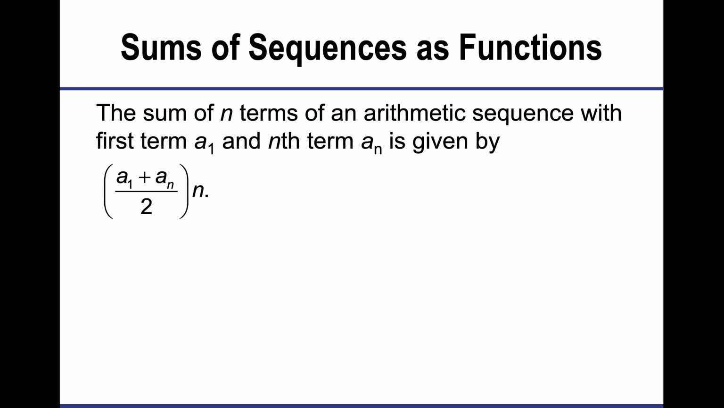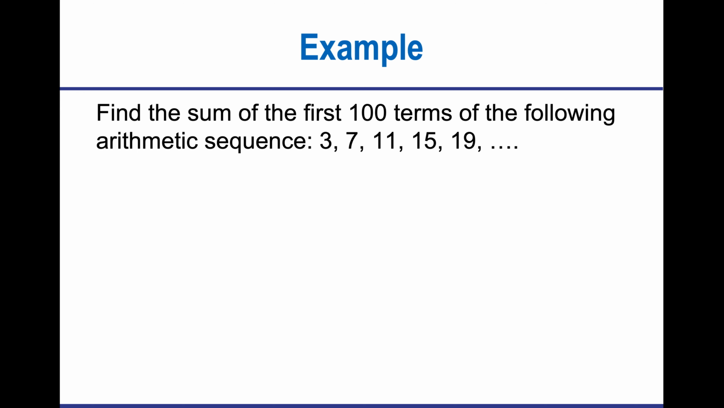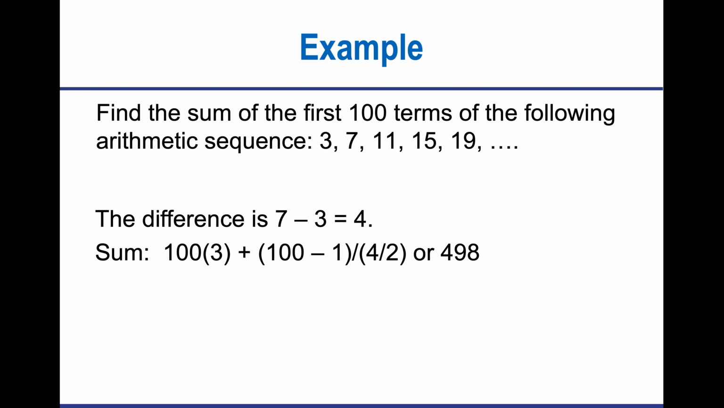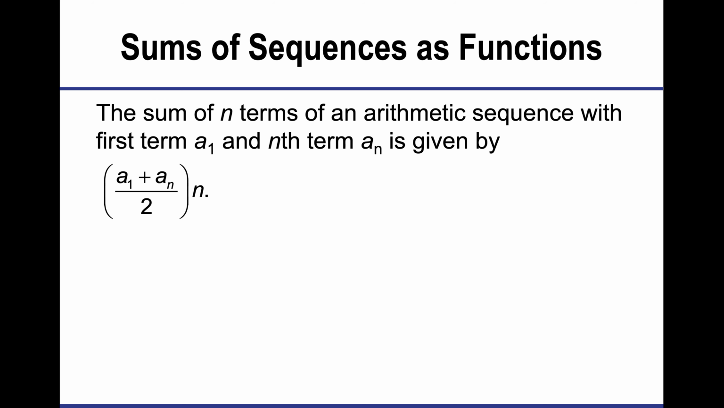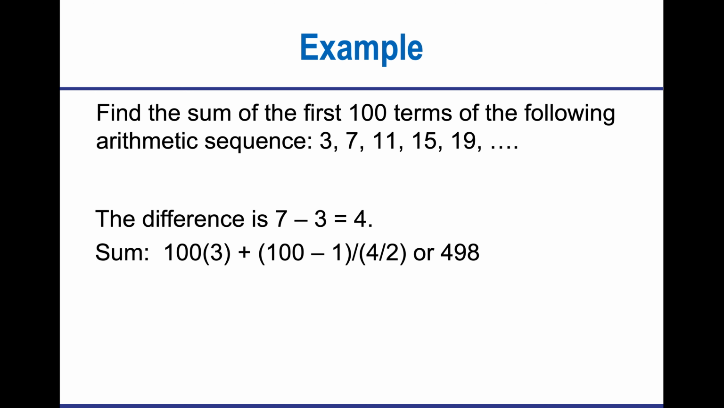Now, we have some formulas to help us find the sum. So when you're doing things in the lab, do not add up the first 100 numbers. Utilize this sum formula. So if I want to find the sum of the first 100 terms, that means that n is 100 when I'm looking back at this formula. And my starting term is 3.